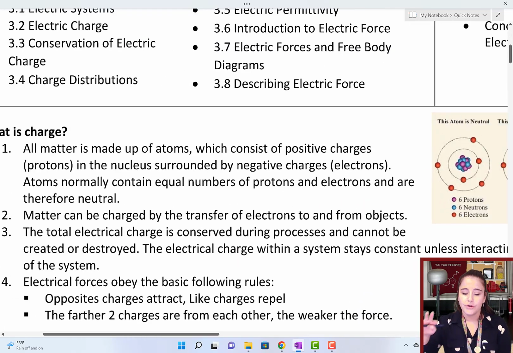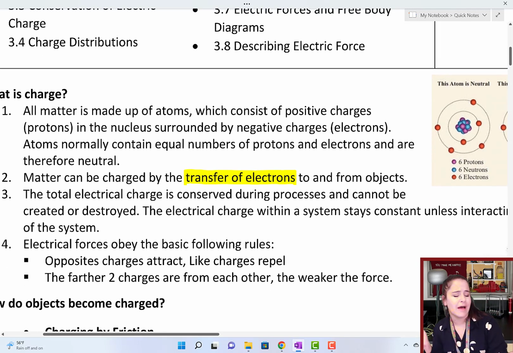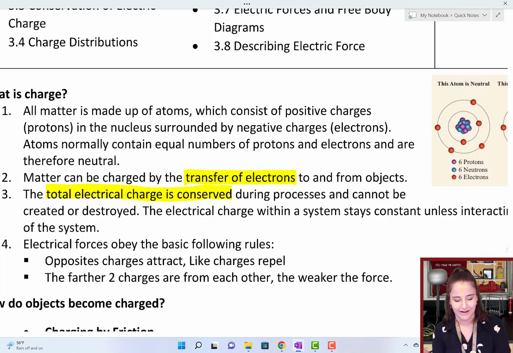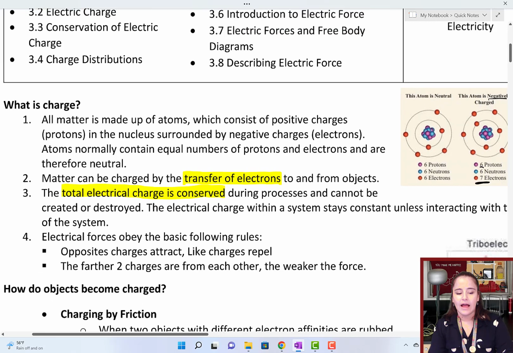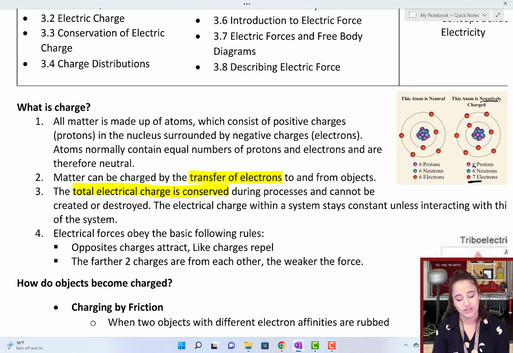Now, note, because the electrons are on the outside, matter can only be charged by the transfer of those electrons. That is what moves to make things charged. And then, of course, just like we have conservation of matter and conservation of energy, we have a conservation of electric charge. And the classic rules of electric force are that opposites attract, so positive and negative charges will attract and like charges will repel.